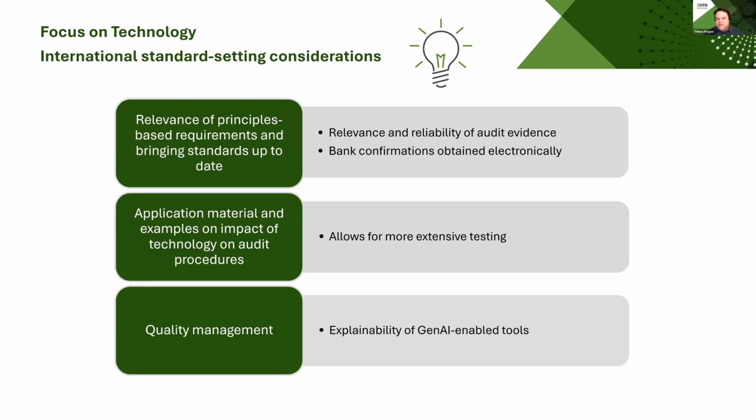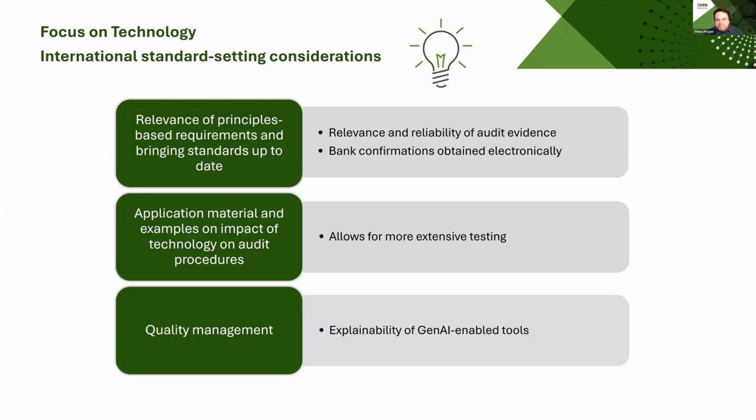They're also thinking about which standards need to be modernized or brought up to date. An example here is bank confirmations, which are currently described as a manual process, but in practice are being obtained through secure digital platforms. They're also thinking about the application material and examples that could be included to describe how technology impacts audit procedures and audit concepts. For example, it allows me to efficiently test the whole population, reducing my need for audit sampling, or it can give me a much more granular understanding of the transactions within a population and help me to focus on riskier areas.